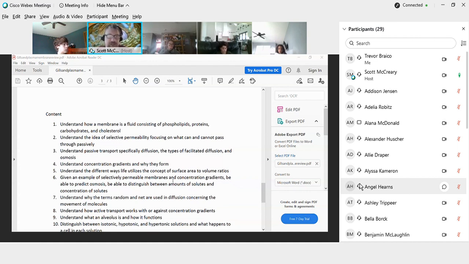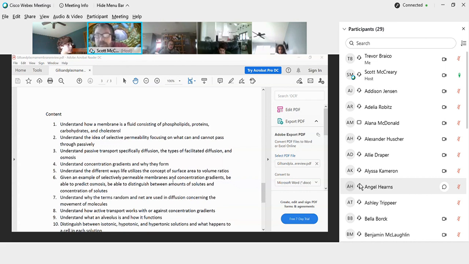Okay, 3, understand passive transport, specifically diffusion, the 2 types of facilitated diffusion and osmosis. Make sure you know the terminology on these. 4, understand concentration gradients and why they form. Well, why they form is kind of hard, but remember, you have to have something that won't pass through a membrane to create that concentration gradient for osmosis. For example, you had to have sugar in the water on one side to make a concentration gradient.